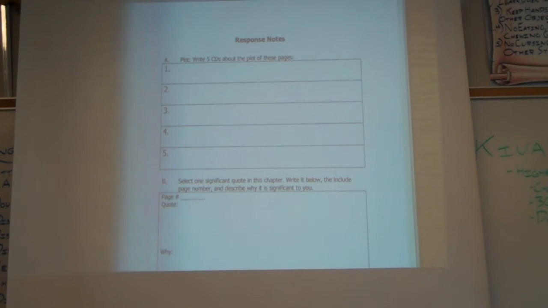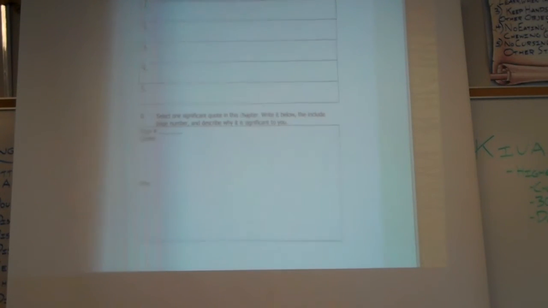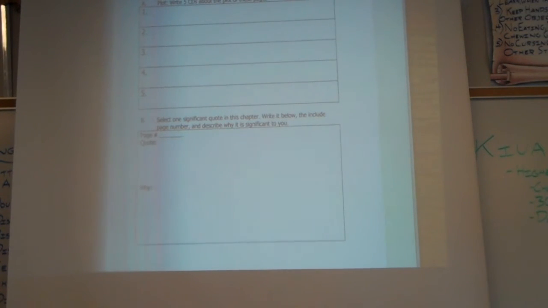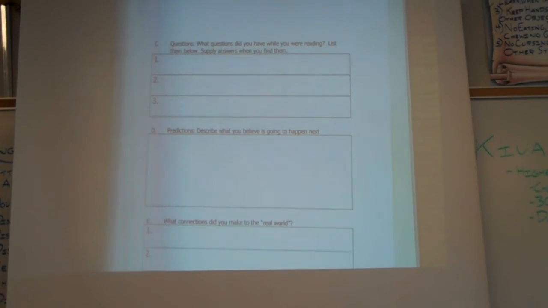The first section right there says write down 5 concrete details about the plot of these pages. We will get into those concrete details in just a moment. The second section asks you to select one significant quote from the text and explain why it's significant. Our third section asks you to jot down any kind of questions that you have over the course of the novel and supply answers when you get them.